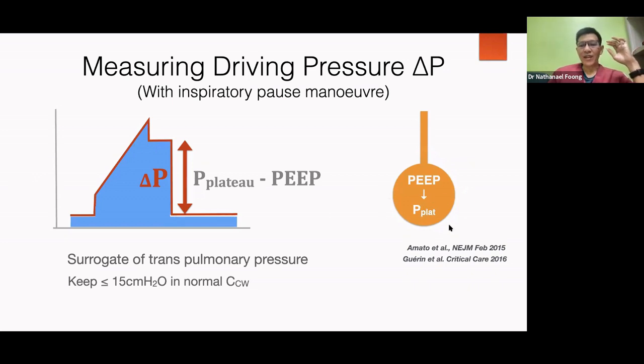If you look at the alveoli that were expanding and closing just now, it's actually driving the alveoli. Now, that means driving pressure is actually a surrogate of the transpulmonary pressure, all right? And from the Amato paper, we know that keeping them at 15 or below will probably have a reduced risk of mortality, provided that we are dealing with a normal chest wall compliance. So this driving pressure of 15 probably doesn't apply much on a patient with a rigid chest wall or a thick chest wall, like a morbidly obese patient.